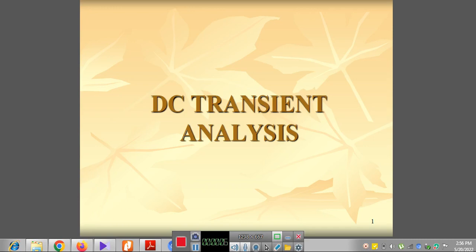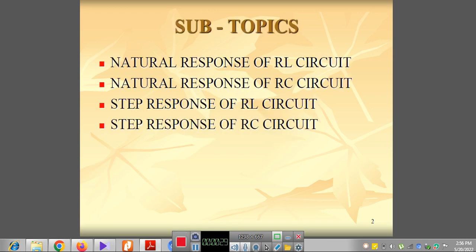From electric circuit analysis, I am going to take Unit 5, that is DC transient analysis. There is an AC transient analysis also there. From that, I am going to explain DC transient analysis first.